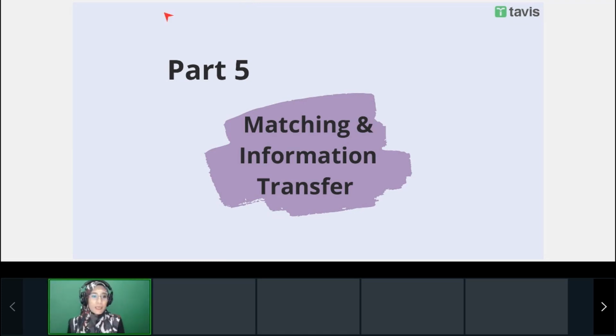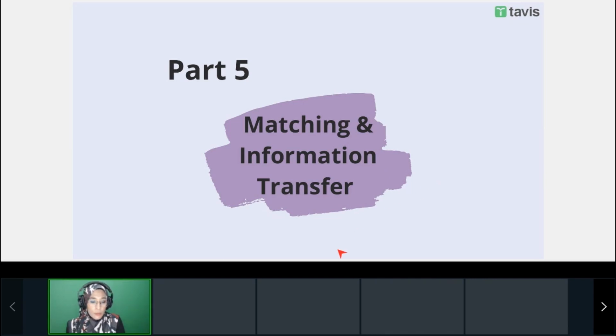Okay, so welcome back, everybody. So just now we had the time to go over the part 4 gap text. So we are now going to look at part 5, matching and information transfer.